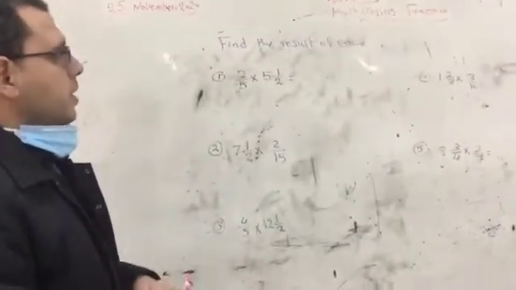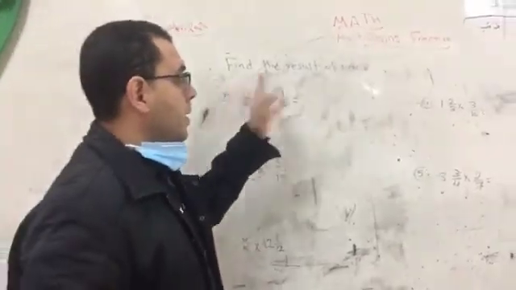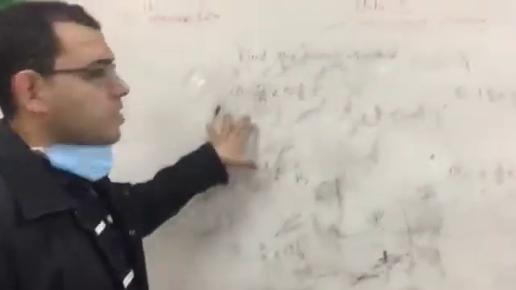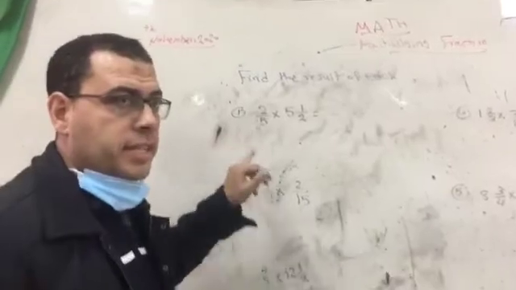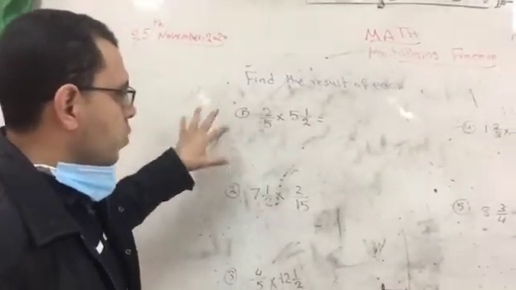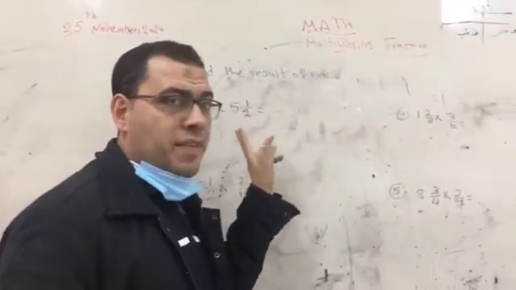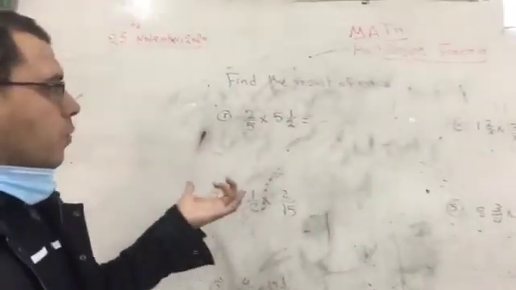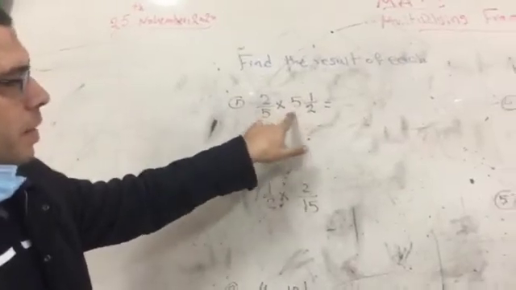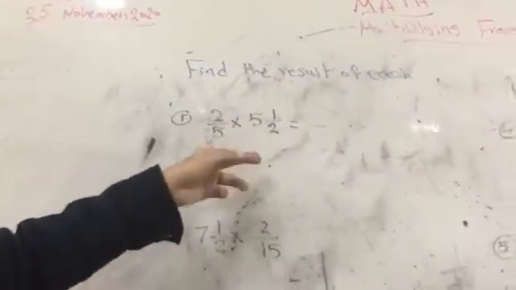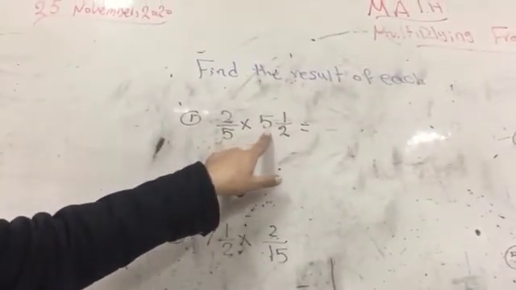Let's complete our study about multiplying fractions. Here we have the third kind. The third kind here, we don't have fractions only, we have also a mixed number. What is the meaning of a mixed number? A mixed number is a number that consists of both a fraction and a whole number.